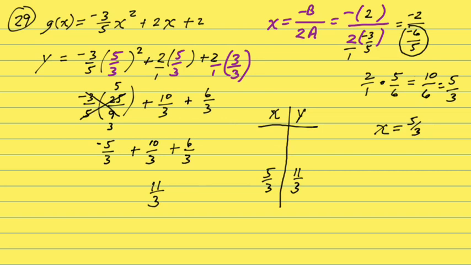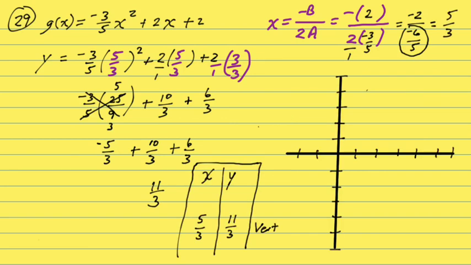Hold on a second, I'm going to set up the graph. So 5/3 would be at 1 2/3. That's 1 2/3. What is 11/3? So I go to 1 2/3 is about here. And then I go 11/3, which is 3 2/3. Is that right? 3 2/3. And I know it opens downward. So I have my vertex is at 5/3, 11/3.